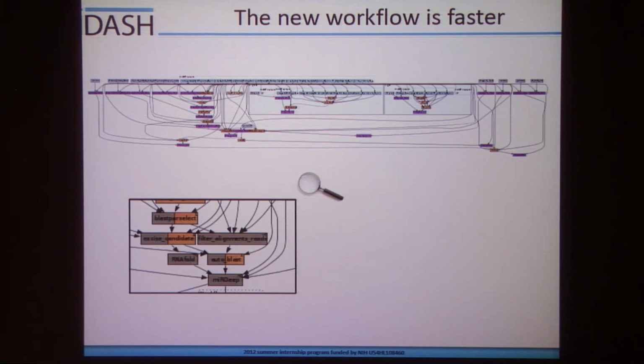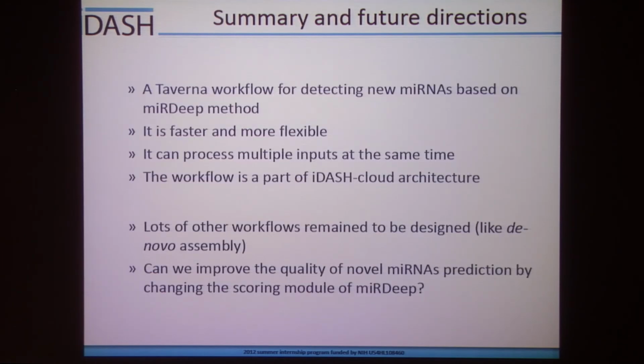parallelization in this workflow. So I just showed you a new workflow for detecting novel microRNAs based on the miRDeep tool implemented in the Taverna workflow management system. It's faster and more flexible than regular miRDeep. It can handle multiple samples in parallel at the same time. Also, it's actually a part of a bigger project called iDASH Cloud, and this was the first workflow implemented in Taverna, and it was kind of a pilot project for this iDASH Cloud architecture.